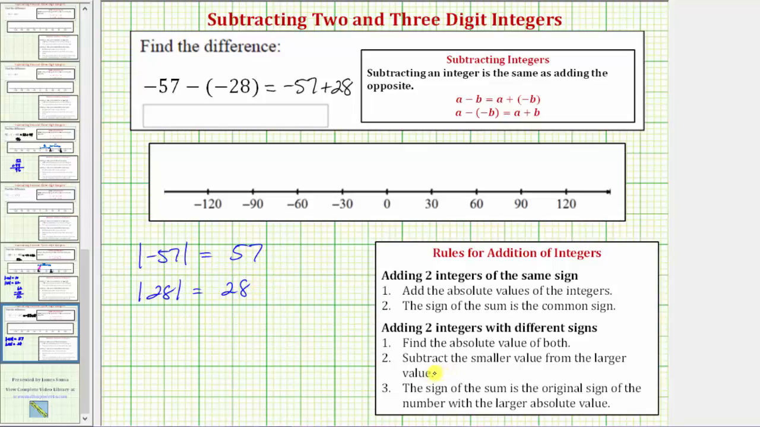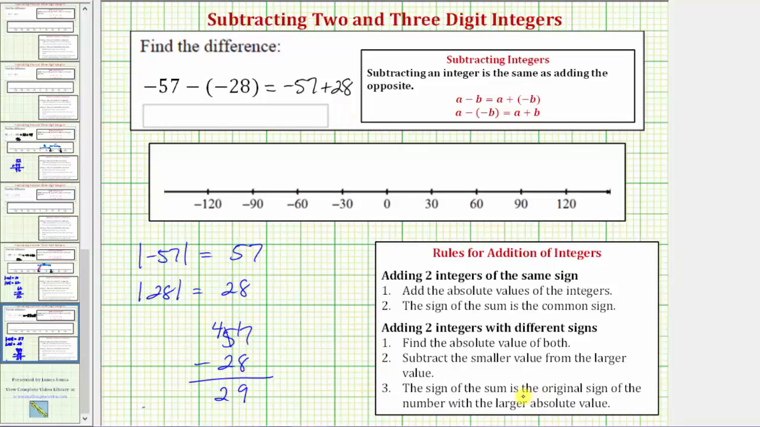Step 2, we subtract the smaller value from the larger value. So we have 57 minus 28. We need to perform an exchange before subtracting here. The 5 changes to a 4. Now we have 17 ones. 17 minus 8 is 9. And 4 minus 2 is 2. So this difference is 29, but we still need to determine the sign of the sum.